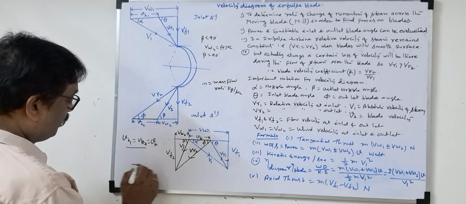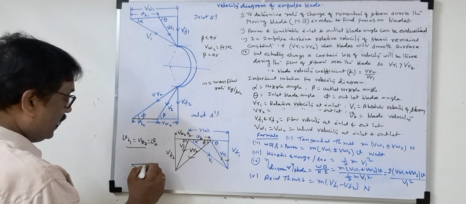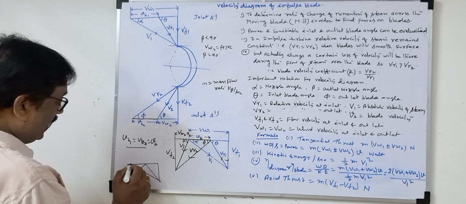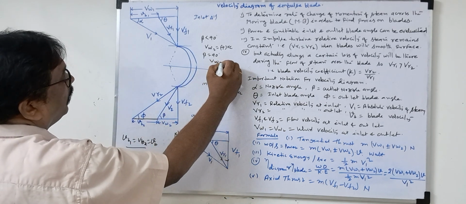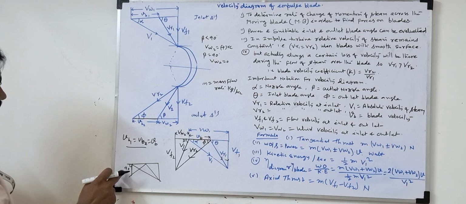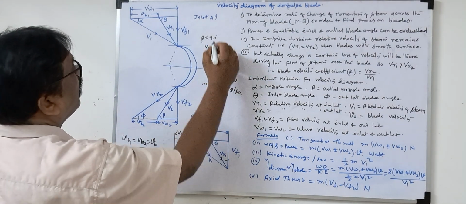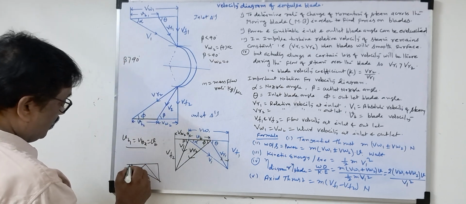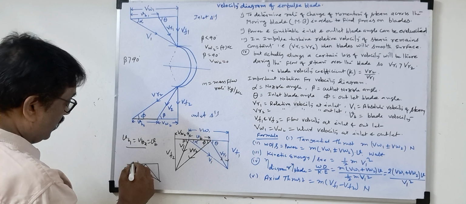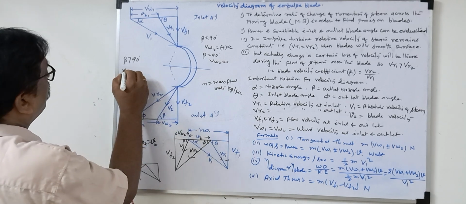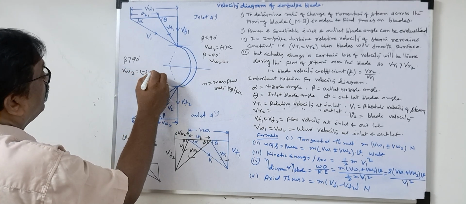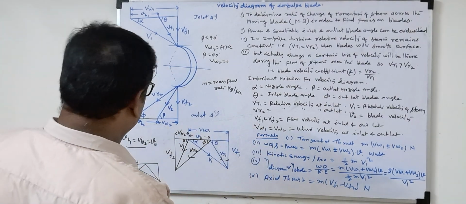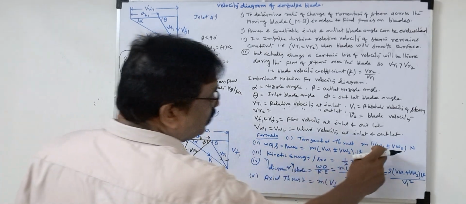Actually, you listen here. This is the inlet blade angle. Now if this beta is 90 degrees, what is VW2 here? VW2 will be 0. And if beta is greater than 90 degrees, in that case V2 will go past the vertical line and come inside, so VW2 will come negative. When we solve the question, we will discuss these things according to the given data of the problem.